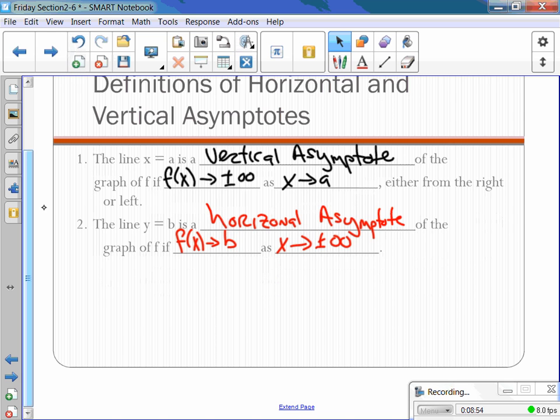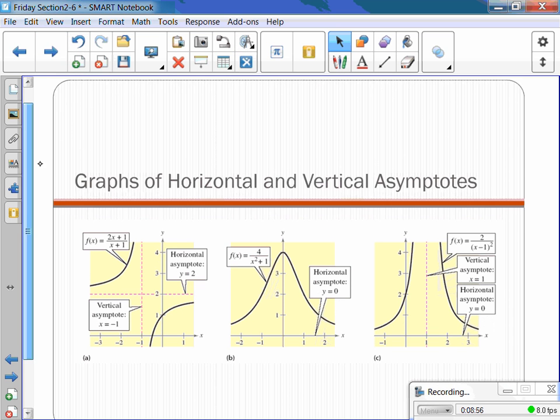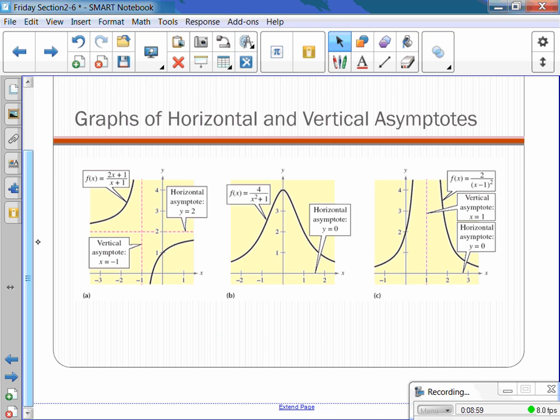First of all, here's some examples. In this first one, f of x equals 2x plus 1 over x plus 1. What is its domain? All real numbers except for negative 1. What is the vertical asymptote? X equals negative 1. Once again, what was the domain? What is the vertical asymptote?